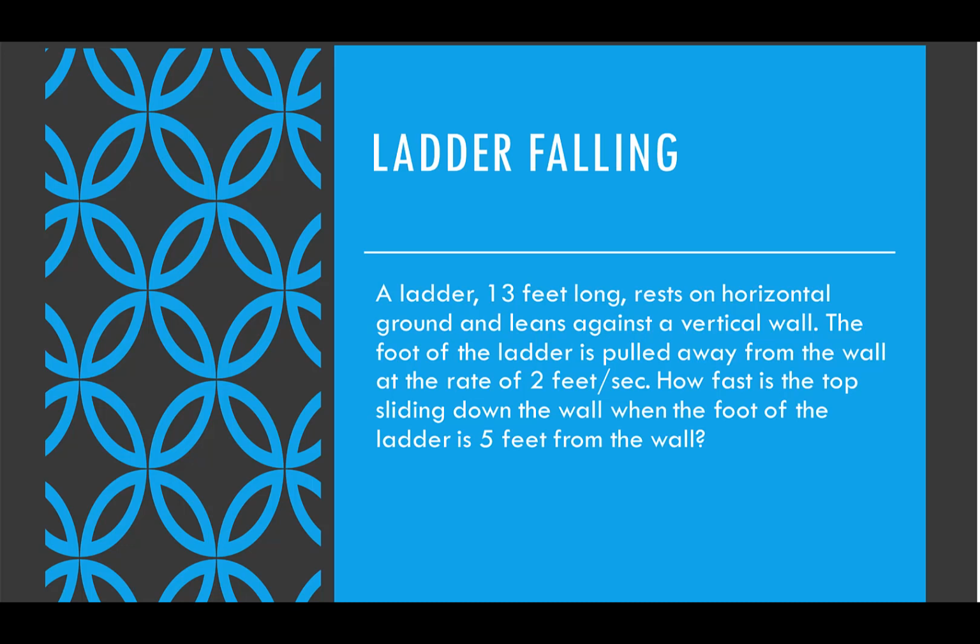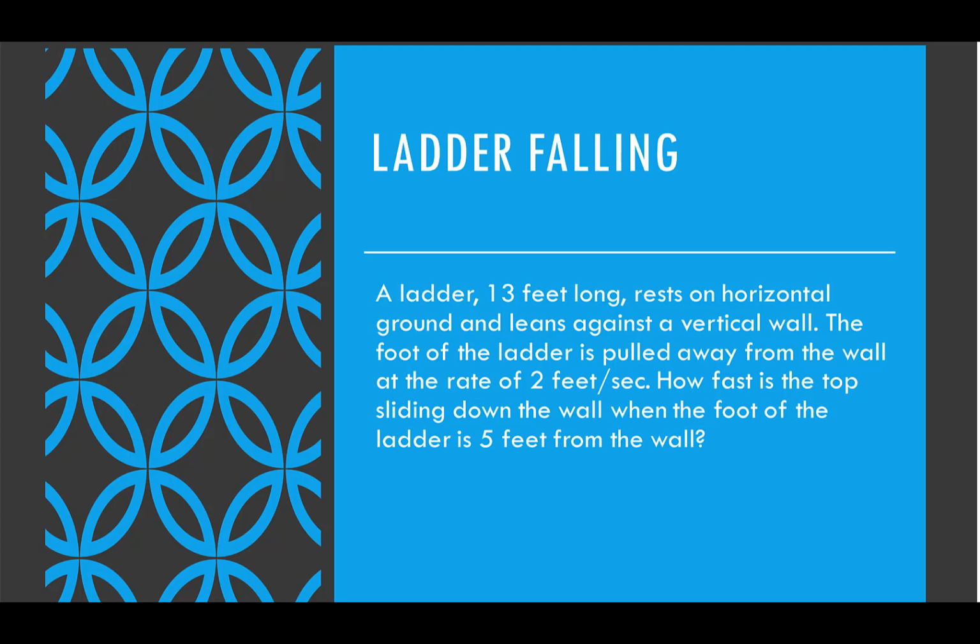Rests on horizontal ground and leans against a vertical wall. We know what a ladder looks like against a wall. The foot of the ladder is pulled away from the wall at the rate of 2 feet per second. Okay, that's a rate, just like miles per hour, like when you've been in a car, right? So you're changing distance with respect to time. So it says the ladder is pulled away from the wall at the rate of 2 feet per second. How fast is the top sliding down the wall when the foot of the ladder is 5 feet from the wall?